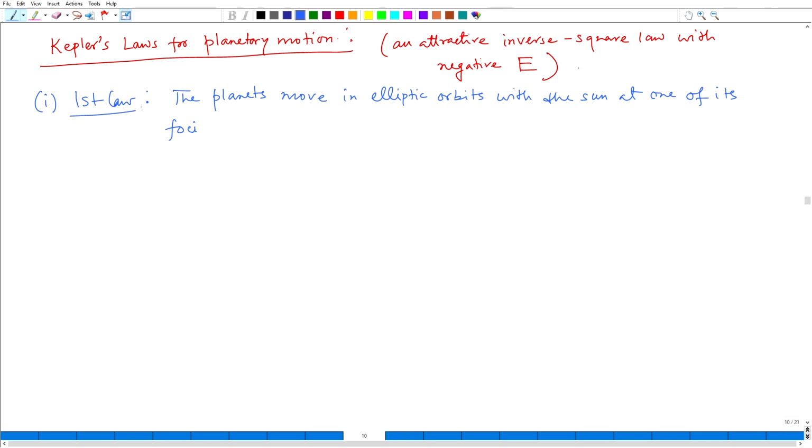that if a planet moves in an elliptic orbit, let us say like this, if the planet moves like that, then the sun should be here. So, that was his law.